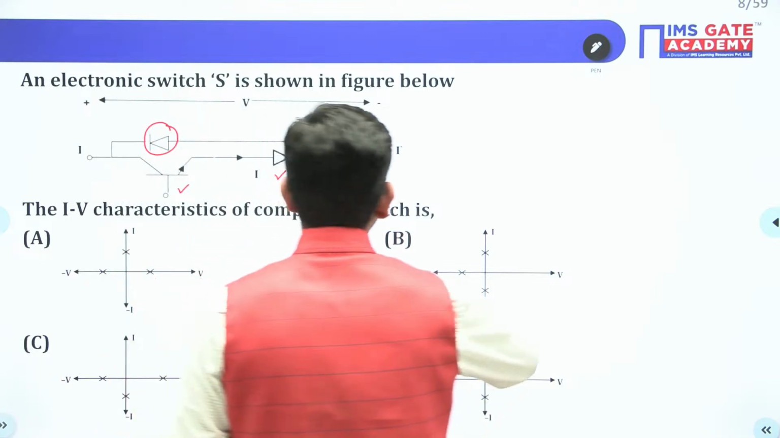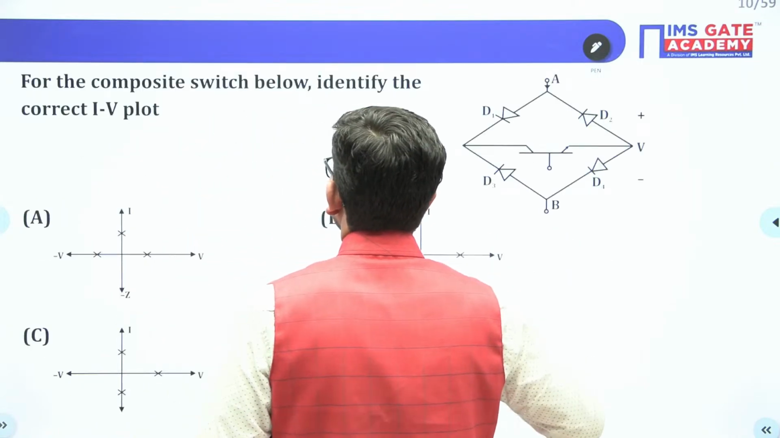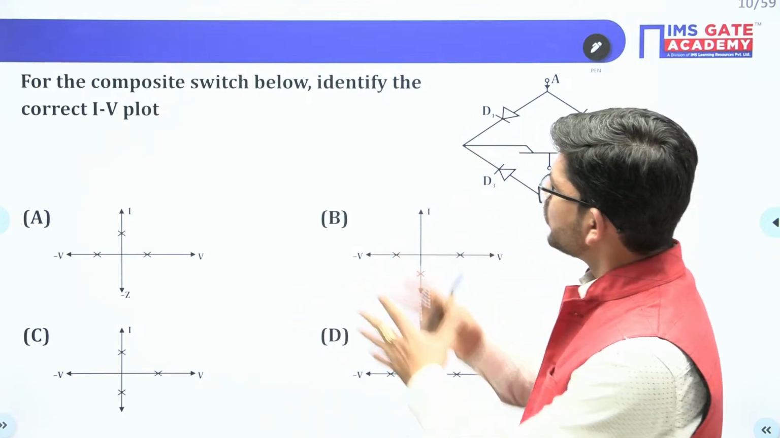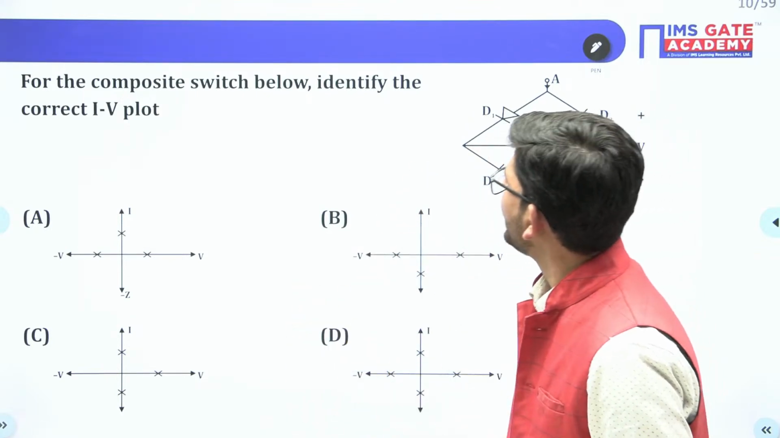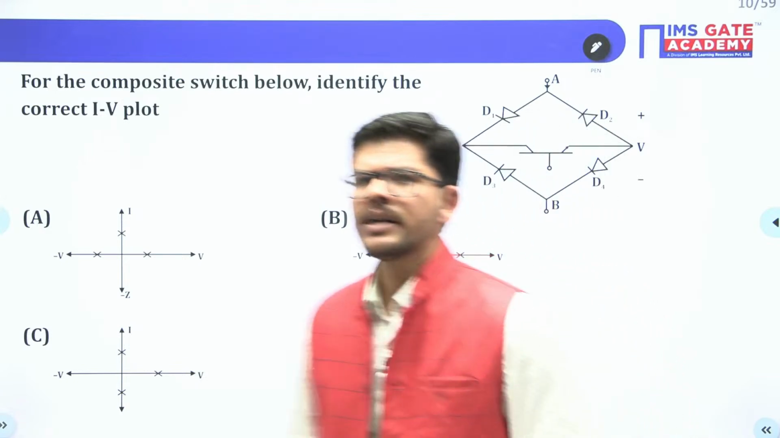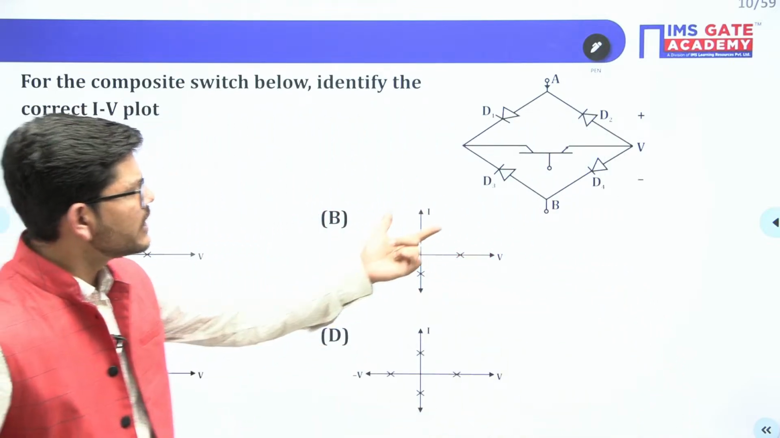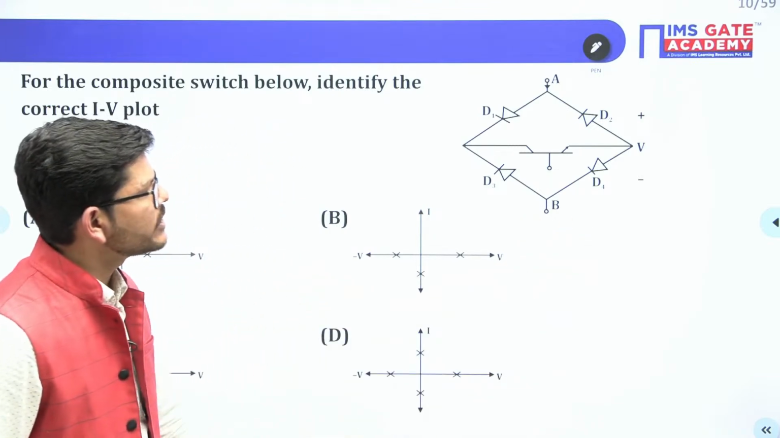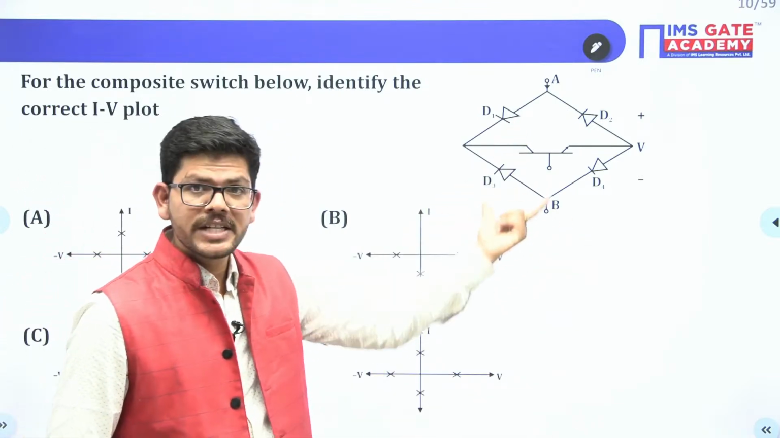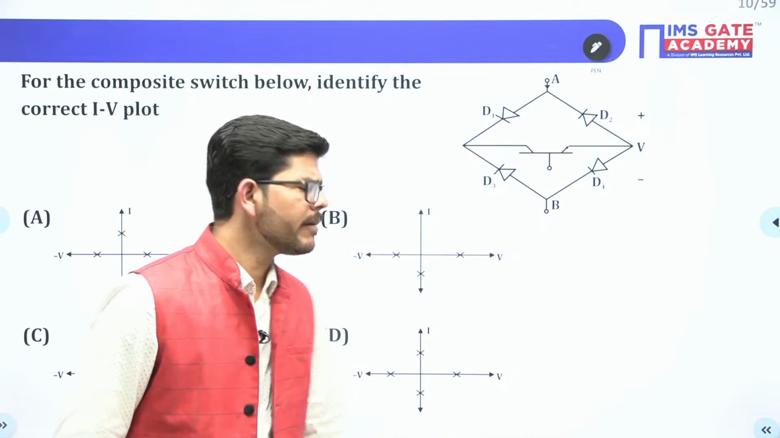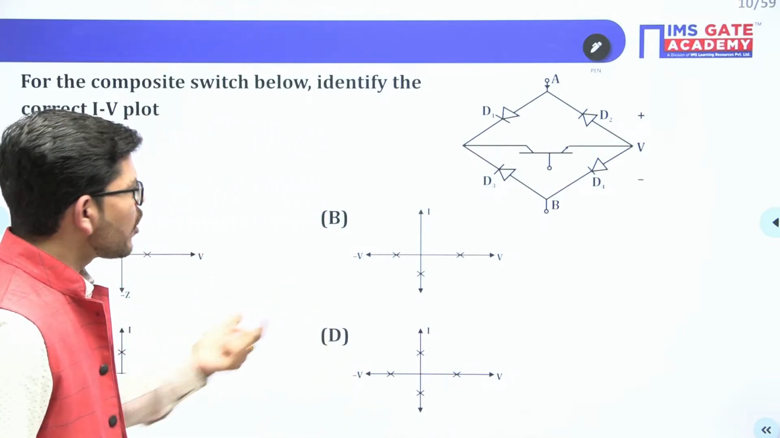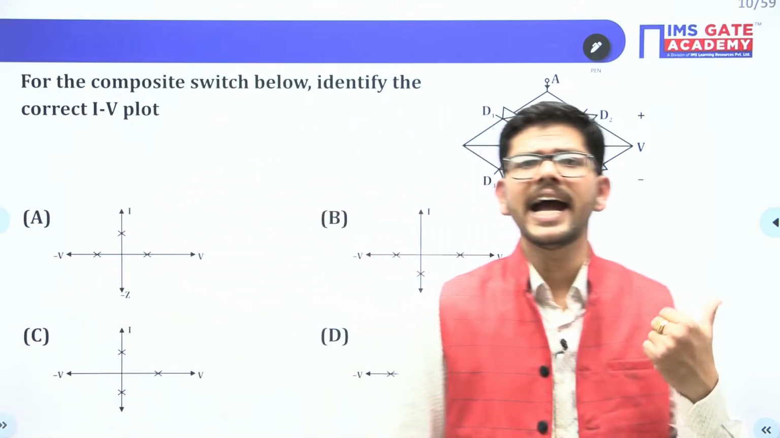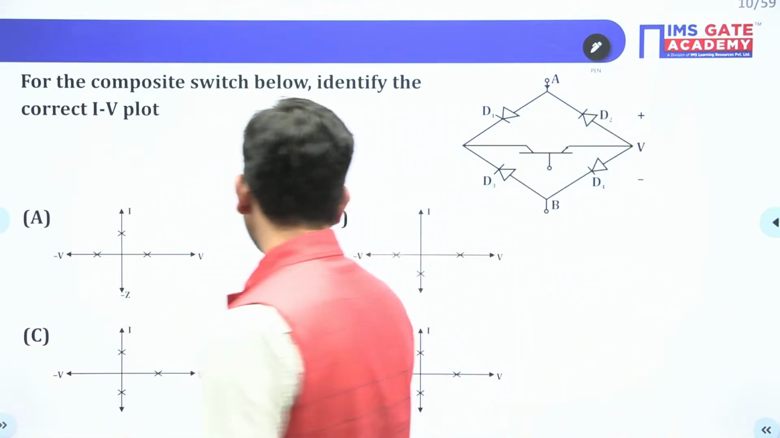Okay. Now after that, see this particular problem. For the composite switch below, identify the correct IV plot. This is the combination of composite switch given to us. 4 diodes and 1 BJT are connected in a bridge manner. You have to comment how this particular combination can be realized by looking into options A, B, C and D.